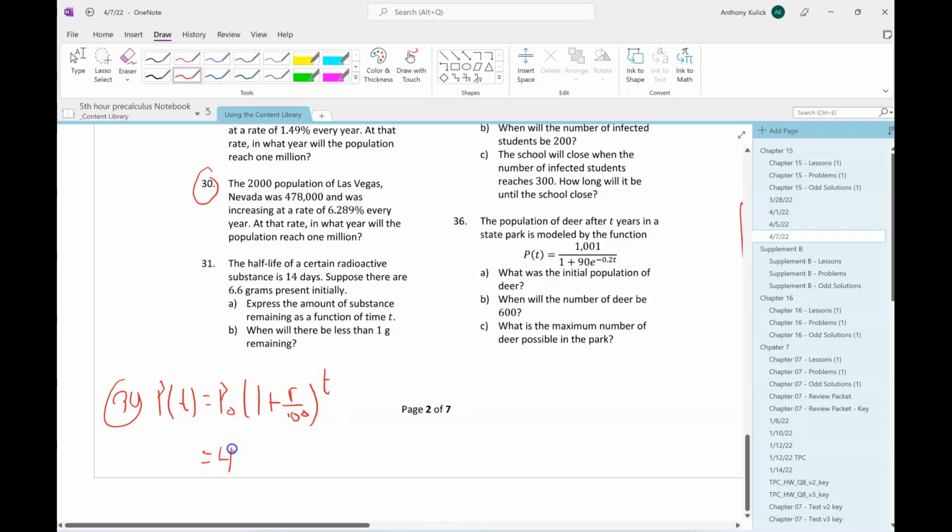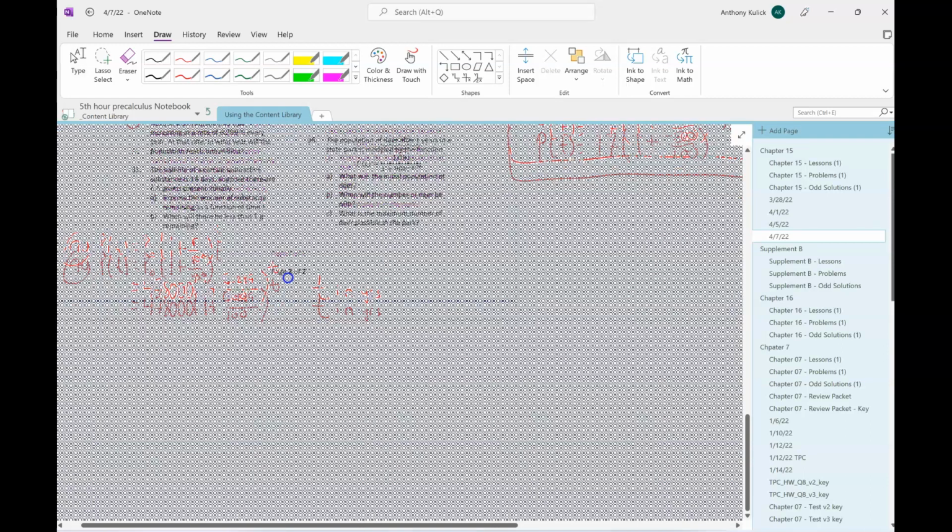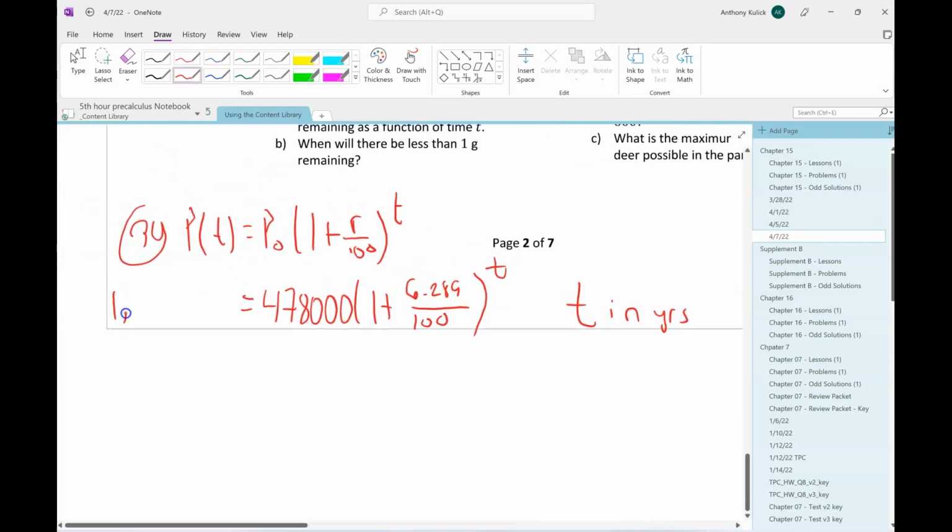So our initial amount is 478,000. Our rate of change is 6.289. And that's happening every year, so I can just leave it as t, where t is in years, right? And we're interested in the time when we get to a population of 1 million. So that's what I'm going to be solving.